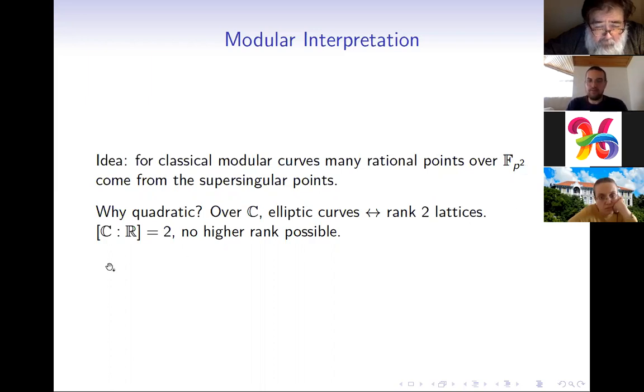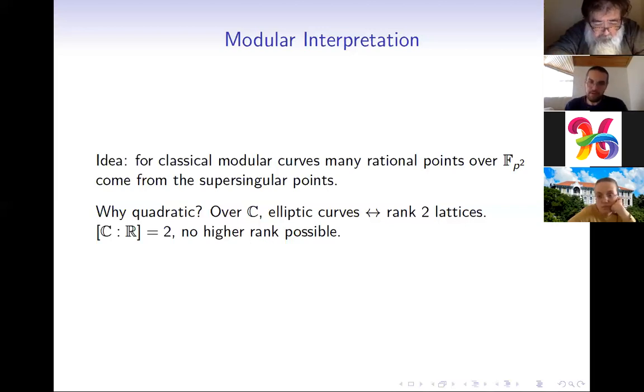But then, unfortunately, since the dimension of C over R is 2, you have no higher rank lattices. So you can't say, let me look at rank 3 lattices and their moduli space, and then whatever will be the supersingular objects will give me rational points in the moduli space defined over cubic extensions. Yeah. Unfortunately, that's not possible.